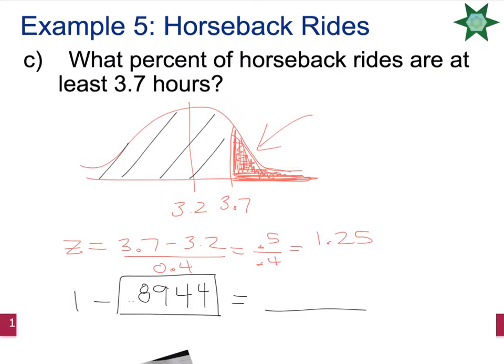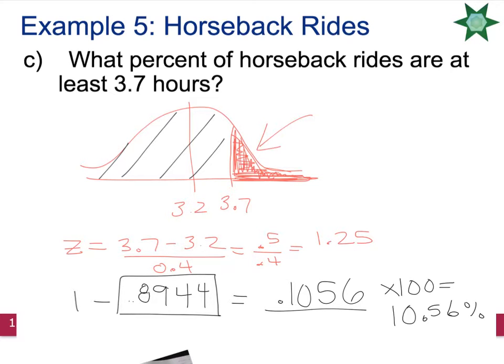0.8944. Well, 1 minus 0.8944 is going to give me 0.1056. And then I will turn that into a percent by multiplying by 100, which gives me 10.56%. So in terms of this problem, only 10.56% of horseback rides are 3.7 hours or longer.